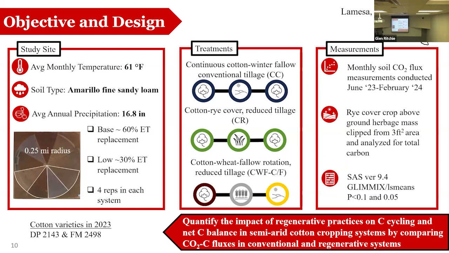And the systems we were looking at were a continuous cotton with winter fallow and conventional tillage. We also had a cotton with rye cover crop with reduced tillage, and then a cotton wheat fallow rotation, again with reduced tillage. And the measurements that we took, we had CO2 flux measurements done approximately monthly from June of last year to February of this year. We took some cover crop biomass data, and then we analyzed it in SAS, and I have some soil data to share with you as well.